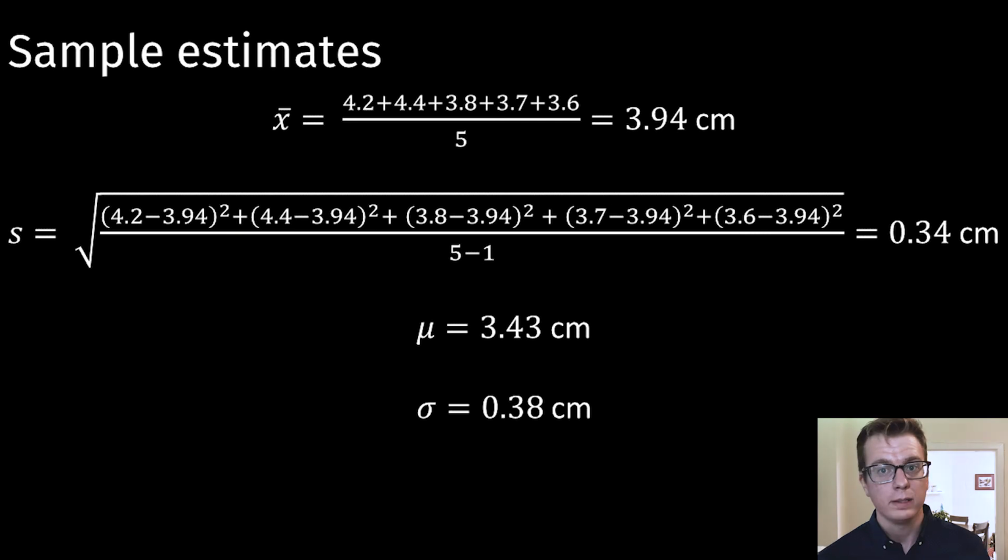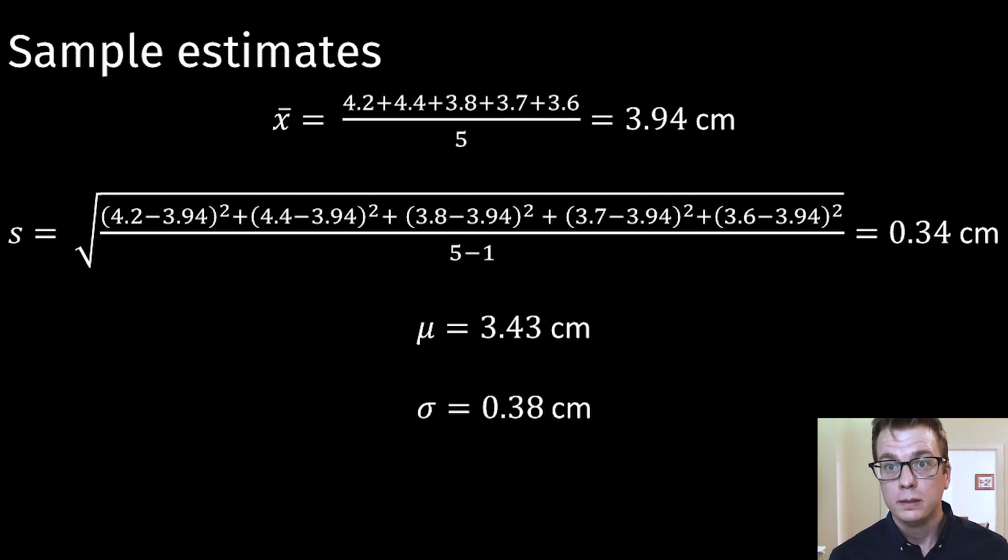First off, we need to calculate our sample estimates. First, we're going to take the sample mean, which is x bar. We already know how to calculate that, and we get 3.94 centimeters. We also calculate the sample standard deviation, which is s, the square root of s squared, and we get 0.34.